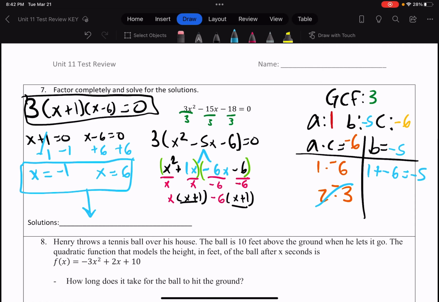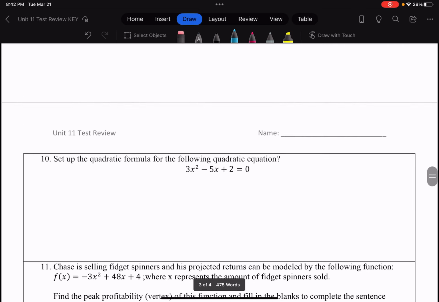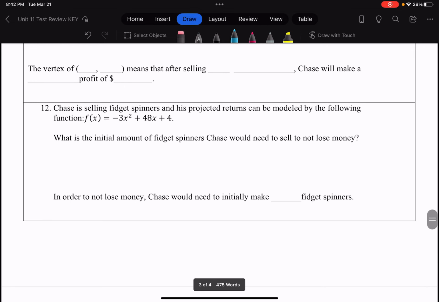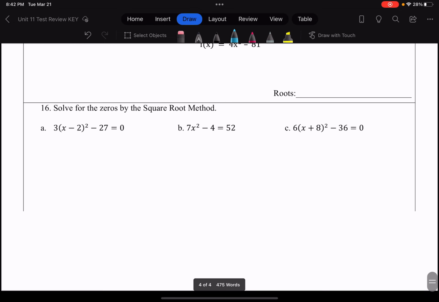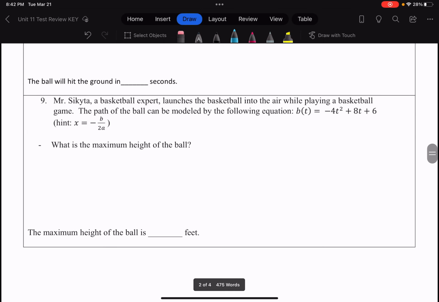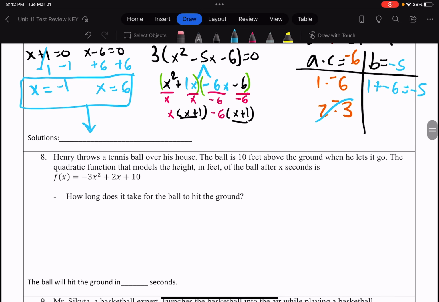All right, in the next video, we're going to start going over some of these application problems. We'll do one more quadratic formula problem, and then we will also just wrap up with some solving by square root method.